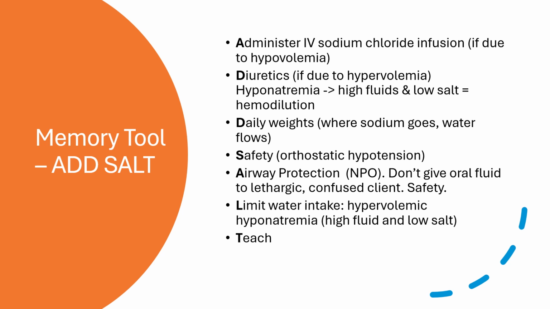So ADD A, administer IV sodium chloride infusion if due to hypovolemia, D, diuretics if due to hypervolemia, D, daily weights, S, safety, A, airway protection, because once again, this is a neuro problem, so we want to protect our airway. These patients, we might end up putting them as NPO until we can get them out of that confused state. L, limiting water intake, and T, teaching. So that's just another memory tool that might help you out.